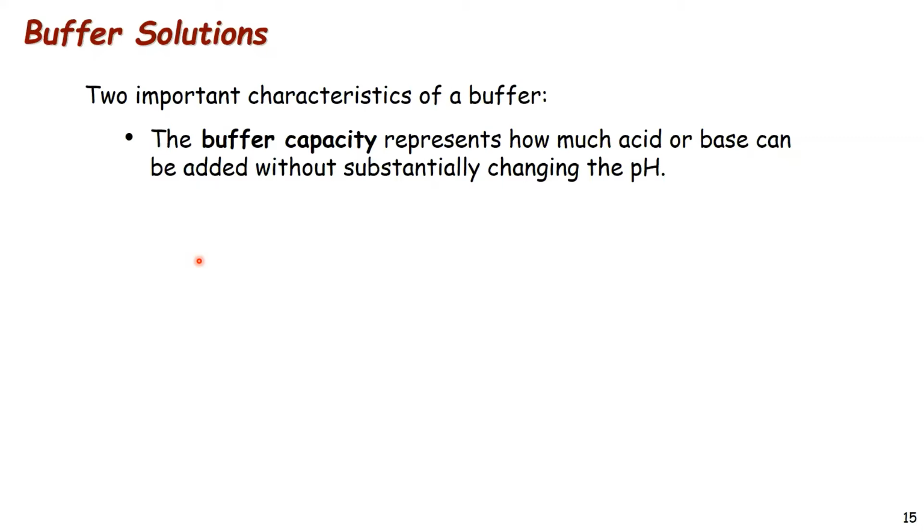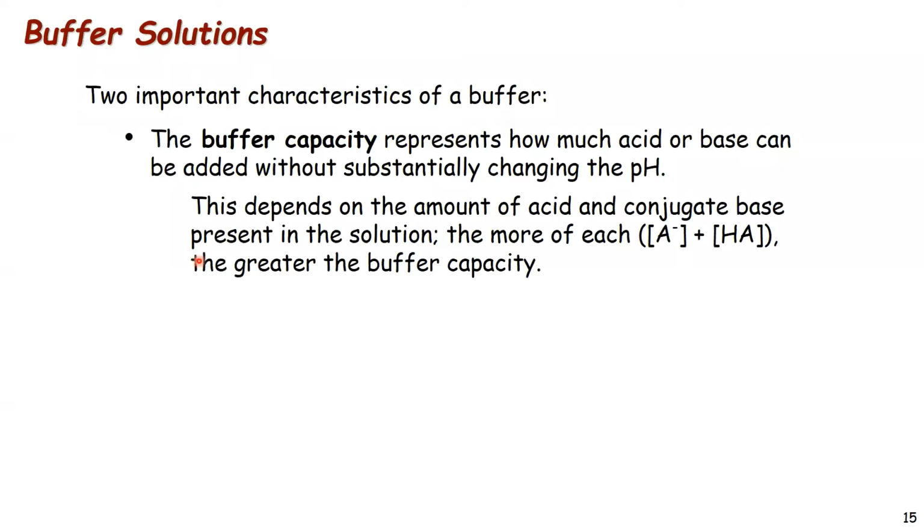So if you have a high buffer capacity, you can add a lot of acid or a lot of base to that buffer, and the pH is going to remain relatively the same. If you have a low buffer capacity and you add the same amount of acid or base, the pH is going to change a lot. So the higher the buffer capacity, the better.